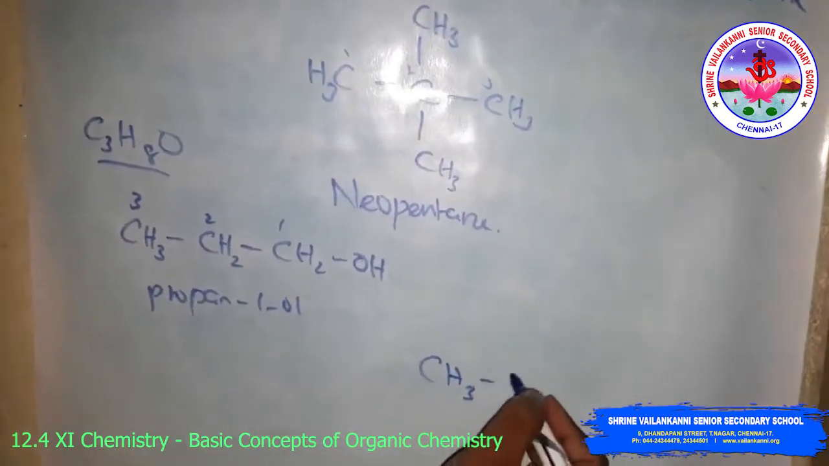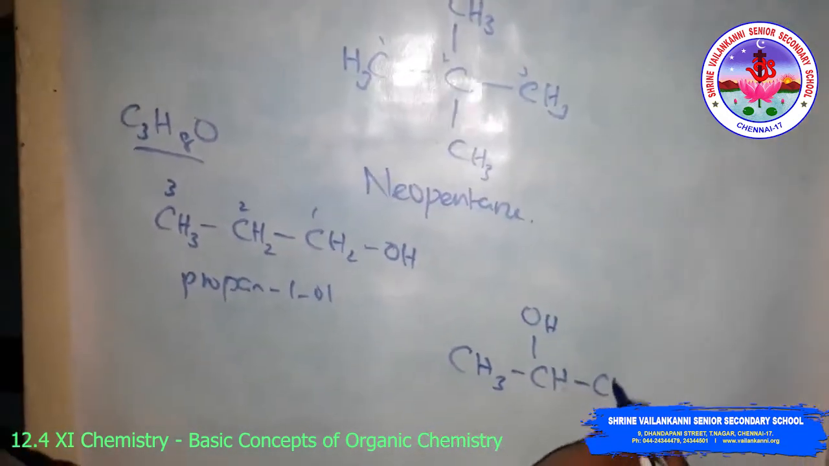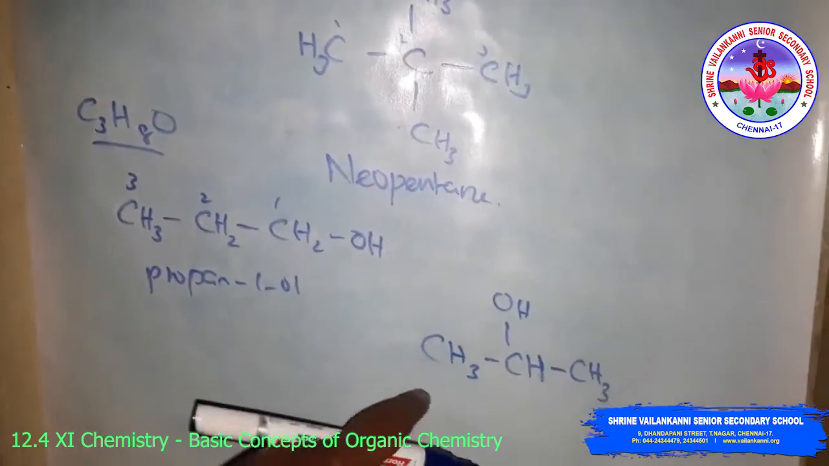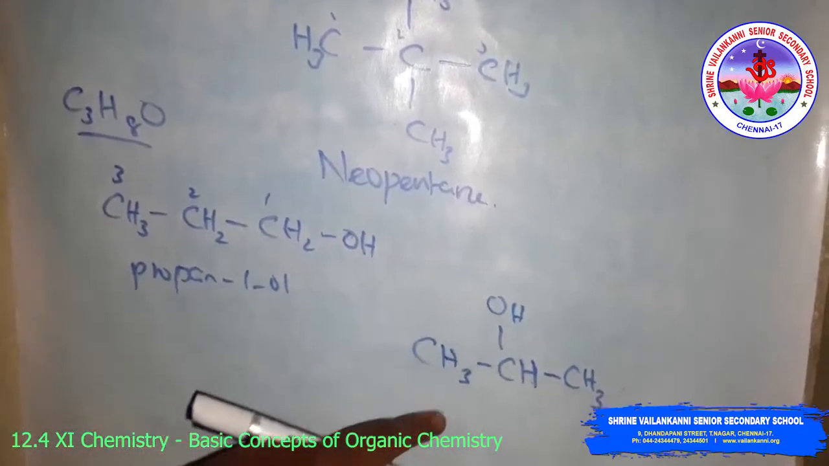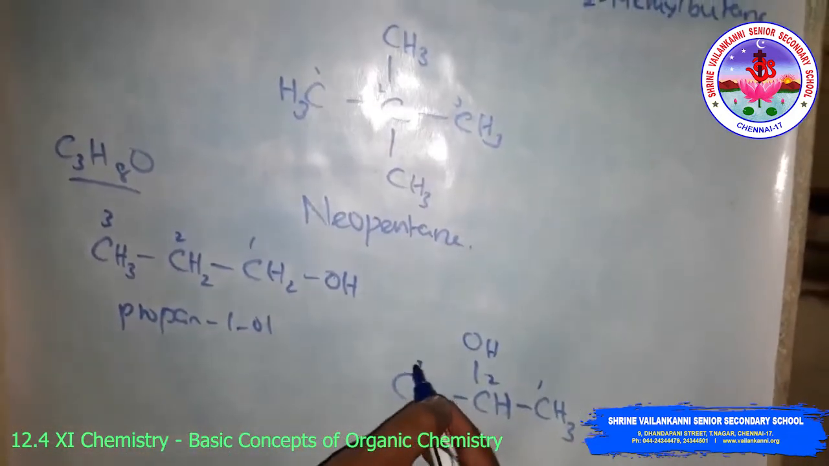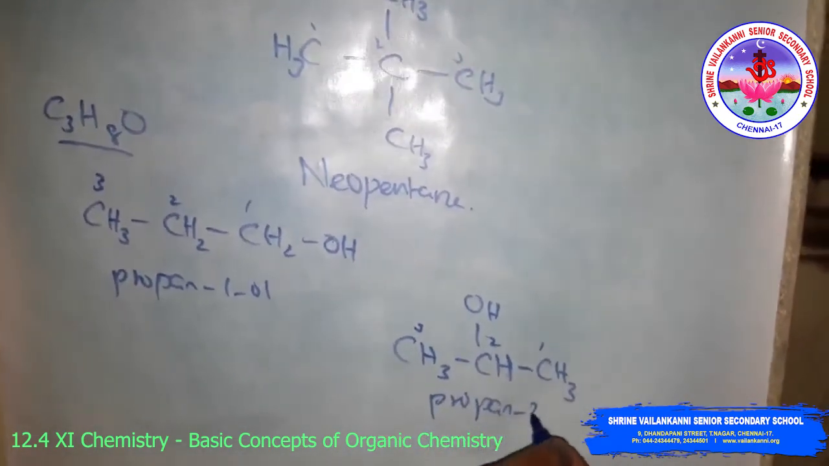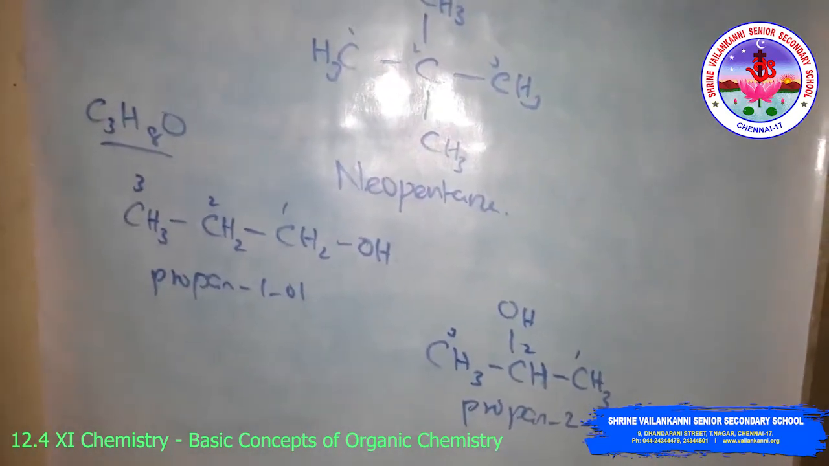CH3, CH, OH, CH3. Now count the number of hydrogens: 6, 7, 8. Carbon 3 and oxygen 1. So propan-2-ol. The second position has the alcohol group. So propan-2-ol. Next is functional group isomerism.